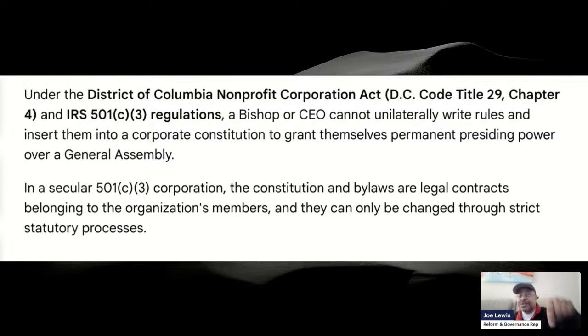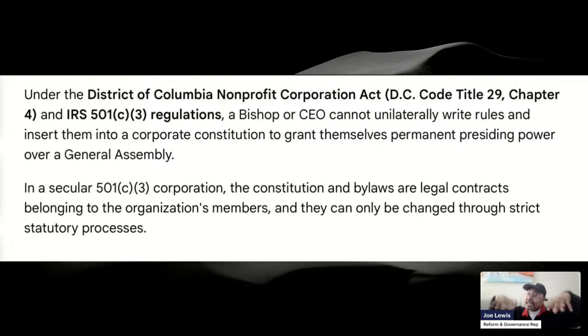You see here, the Constitution and bylaws are legal contracts belonging to the organization's members. But the problem in our organization is that the people did not write the constitutions. This is something that needs to be fixed. These are things that individuals are trying to not fix. And that's why the master motion would allow for everything to be done with everybody being protected and everything is hunky-dory.